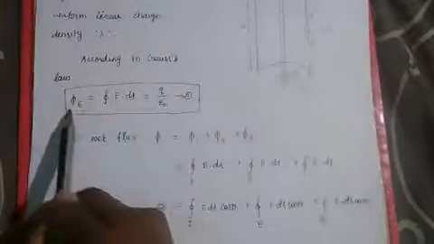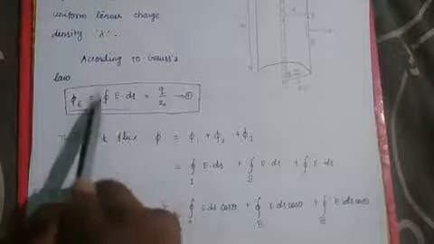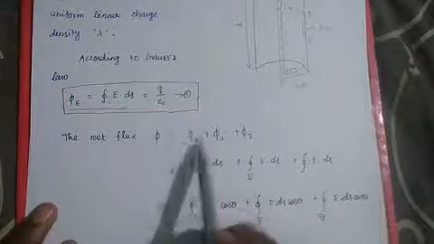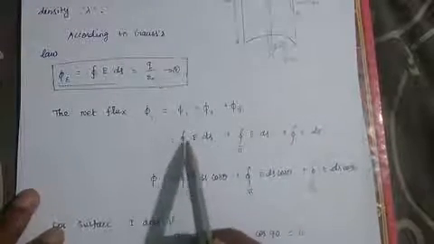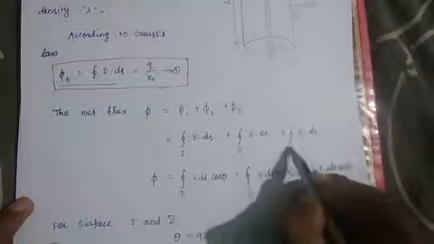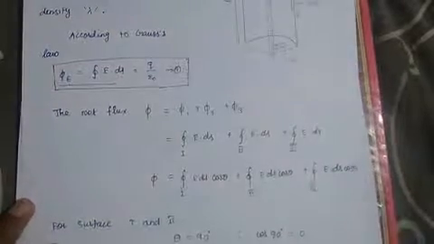By using this relation, phi is equal to the surface integral of E dot ds, and for each surface we have to write it. So for surface 1, the integral of E dot ds for surface 1, plus surface 2 and also surface 3. We are writing all of them in the same way. This is surface 3.